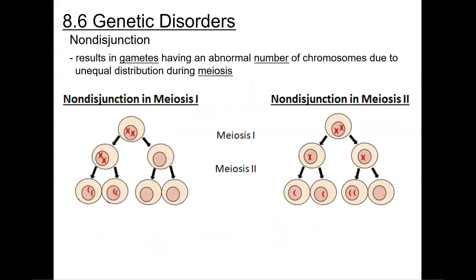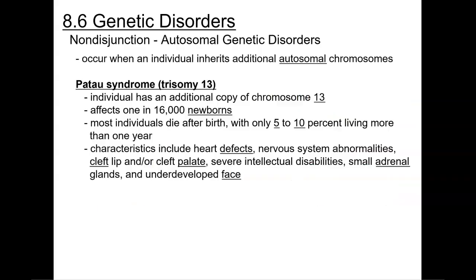Non-disjunction is going to result in gametes having an abnormal number of chromosomes due to unequal distribution during meiosis. So what happens is, instead of one of these chromosomes being pulled to either one side or the other, it could happen during meiosis 1 or meiosis 2. Then it's going to pull both of those chromosomes. And so one of these gametes is going to end up with no chromosome for that one, and one will end up with double. Now, depending on which one becomes part of the fertilization process, depends on if it's missing or if it's doubled up.